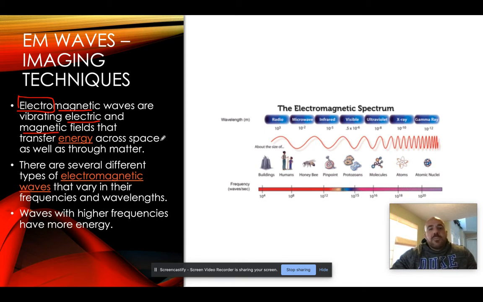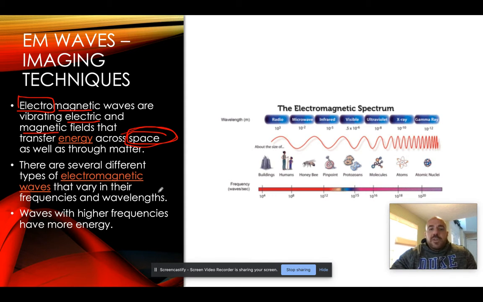Again, what makes electromagnetic waves special is they can transfer energy through outer space where there is no medium. So if you were in outer space and you were screaming at the top of your lungs right next to my ear, I wouldn't hear you because there's no medium. It's an emptiness out there. Sound is a wave that needs a medium. However, you'd still see me because light can travel through space without having a medium there.